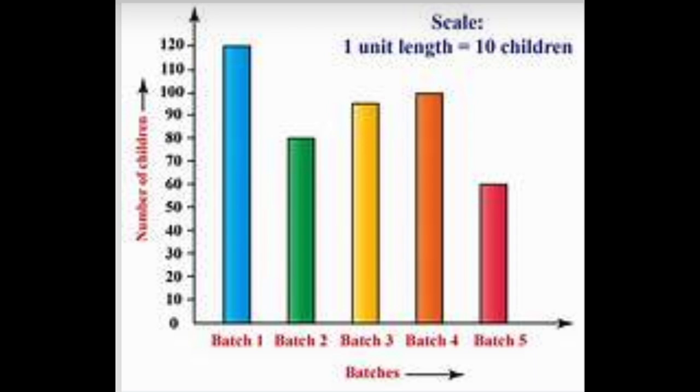Okay, so moving on to the next, we have different batches, and we have the number of athletes in each batch. And you can see there's 100, and it looks like somewhere around 118 in batch 1, and then batch 5 has like 50, okay? So we're looking here at another bar graph.